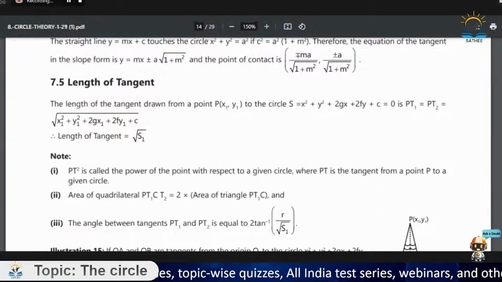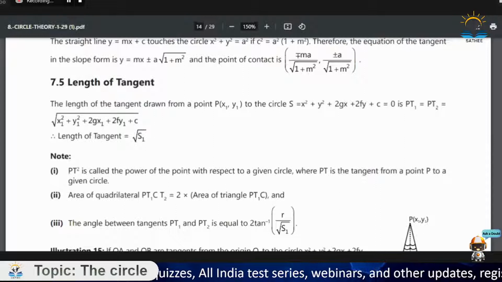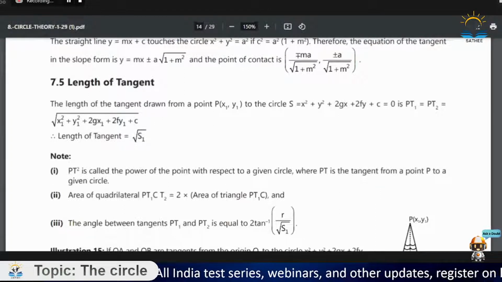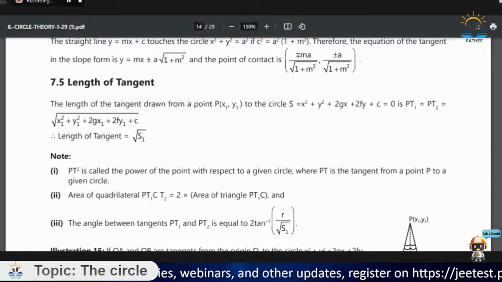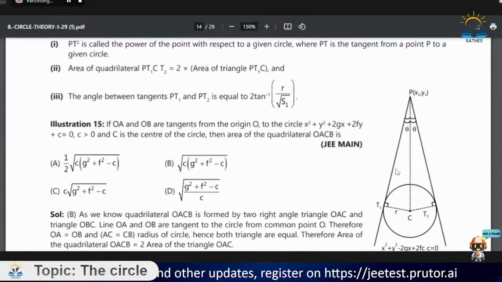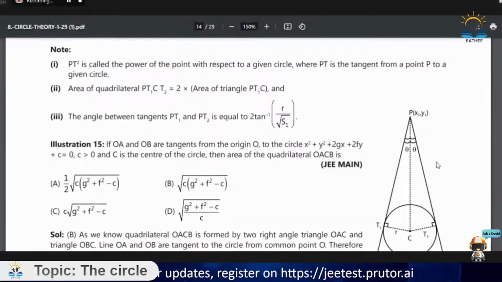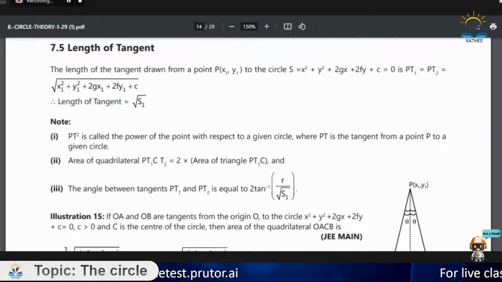By length of the tangent. Suppose the length of the tangent drawn from a point P to the circle S is PT1. So we know two tangents can be drawn from an outside point P to a circle in this way, PT1 and PT2, and the length of the tangent would be root S1. So what is S1? S1 is the power of the point, and we write it as root of x1 square plus y1 square plus 2g x1 plus 2f y1 plus c.